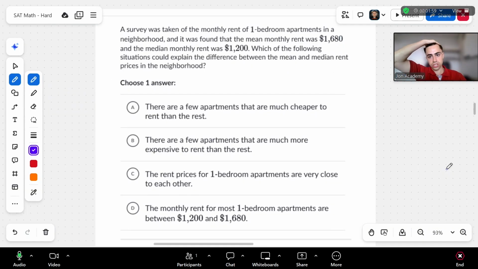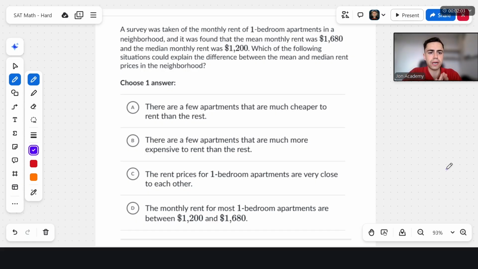Let's start with the first question here. A survey was taken of the monthly rent of one-bedroom apartments in a neighborhood, and it was found that the mean monthly rent was $1,680 and the median monthly rent was $1,200. Which of the following situations could explain the difference between the mean and median rent prices in the neighborhood?